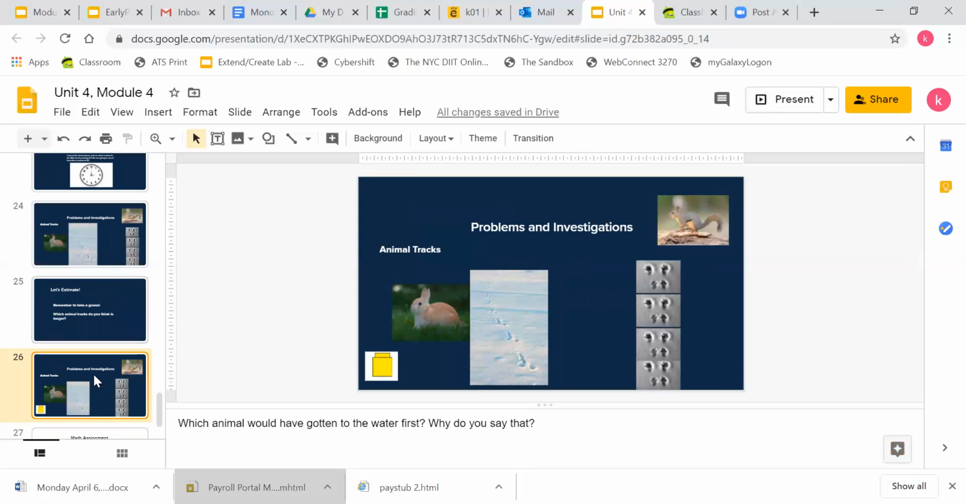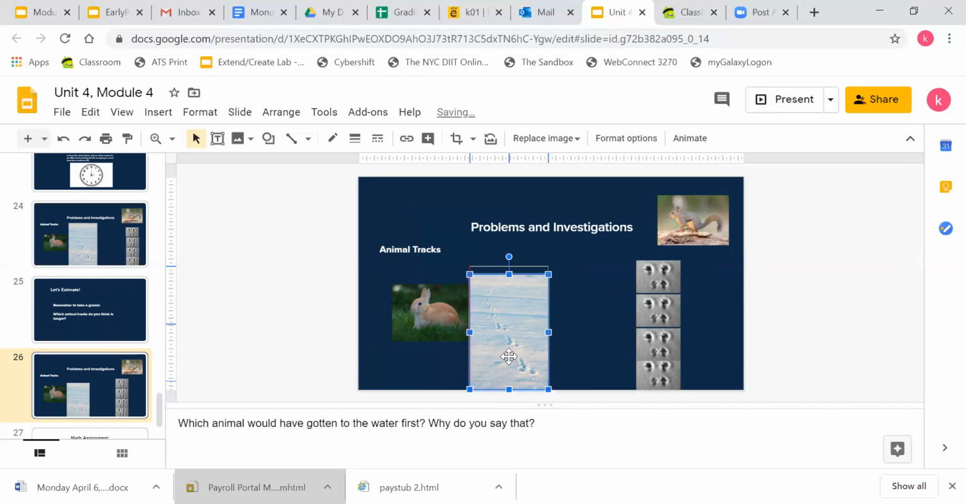All right, you know what? We're going to figure this out. We are going to take the cubes like we measured in our last lesson, and we're going to measure it. We're going to see who actually has the longer tracks and who has the shorter tracks.